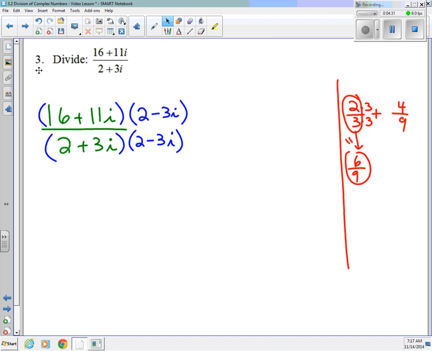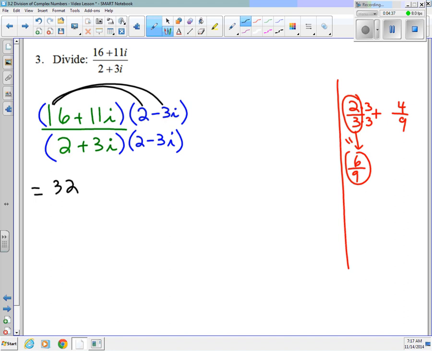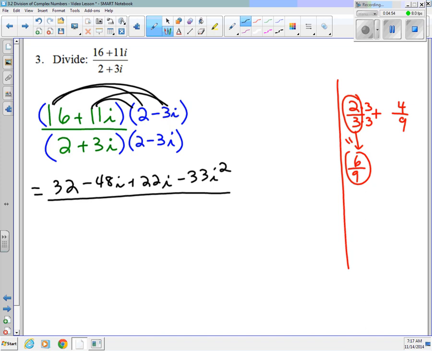So let's do this multiplication out. We get 16 times 2, which is 32. 16 times negative 3i, which is negative 48i. 11i times 2, which is positive 22i. And positive 11i times negative 3i is negative 33i squared. That might seem to be a mess, but this is all going to clean up very nicely.